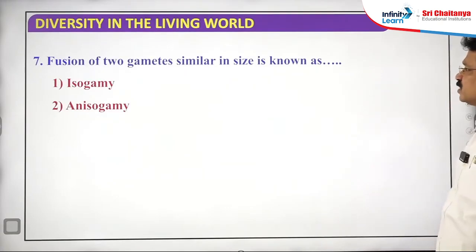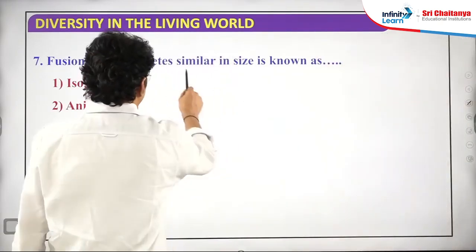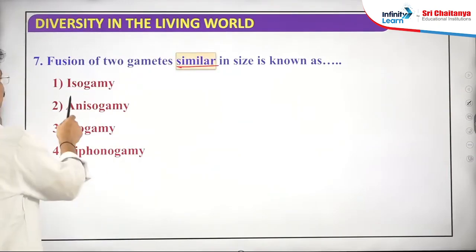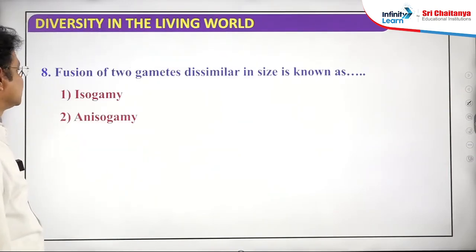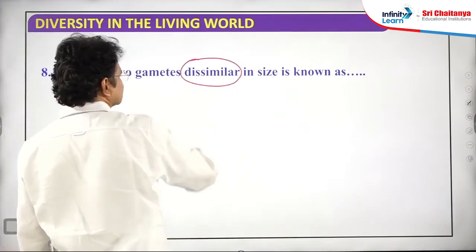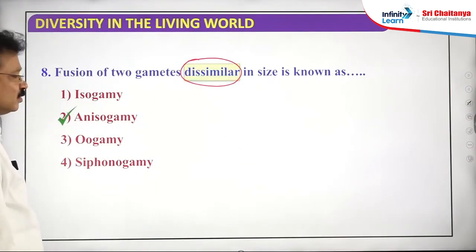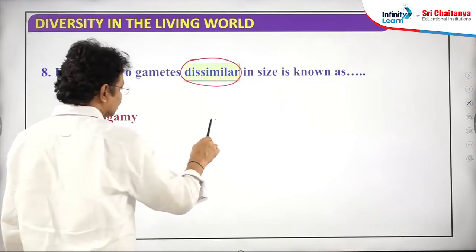Fusion of two gametes of similar size is known as. Easiest question. Similar, iso. Yes, first option. Next question. Fusion of two gametes dissimilar in size. Dissimilar in size: aniso. Even in oogamy the gametes are dissimilar, but one thing is different here.